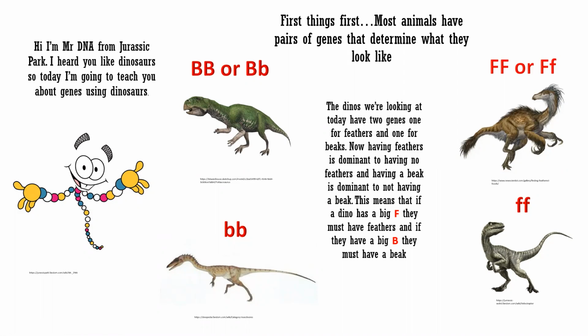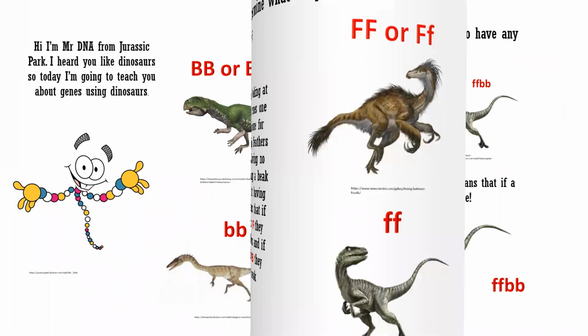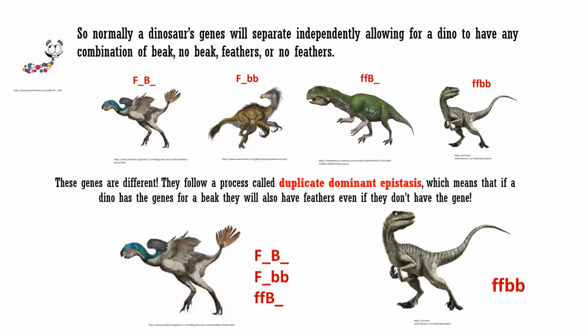This means that if a dino has a big F, they must have a beak. So normally, a dinosaur's genes will separate independently, allowing for a dino to have a combination of beak, no beak, feathers, or no feathers. These genes are different. They follow a process called duplicate dominant epistasis, which means that if a dino has genes for beak, they will also have genes for feathers, and vice versa, even if they don't have the gene.